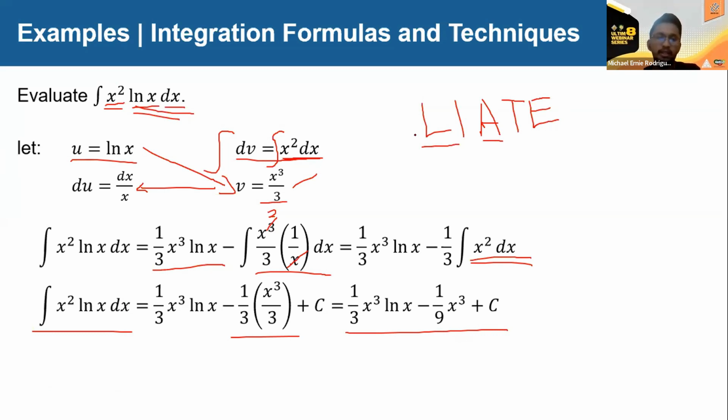So in our case, dito sa problem na to, we have L and A, logarithmic and algebraic. Nauna yung L. So we substitute U, yung ating logarithmic function. We have ln of x. Okay? And then yung isa, yung algebraic, that will be our dv. So tandaan nyo lang to ha. LIATE. So para ma-select natin ng tama yung magiging u natin.